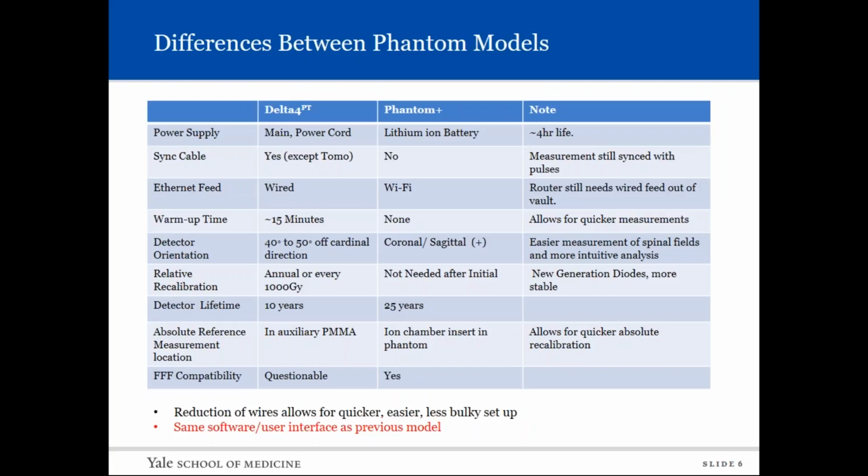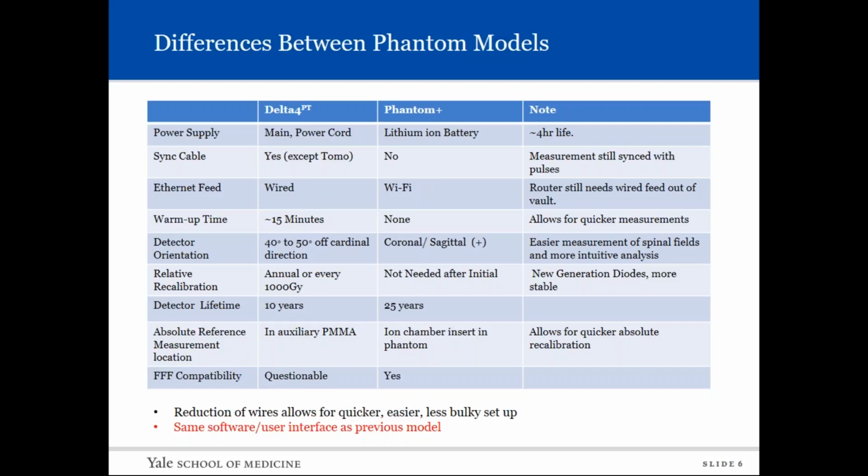So up until now, I've described the Delta4 and the newer Delta4 Plus as the same model pretty much, but there are some major differences between them. The most notable difference among the 2 Phantoms is the lack of external wires in the Phantom Plus model. I'll show an image of this later on, but the reduction of wires greatly decreases the setup time and just makes the flow of the entire measurement process much simpler.